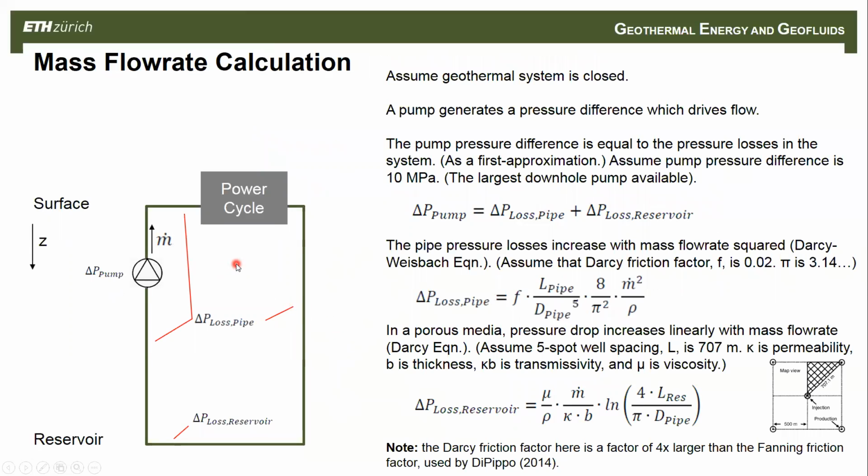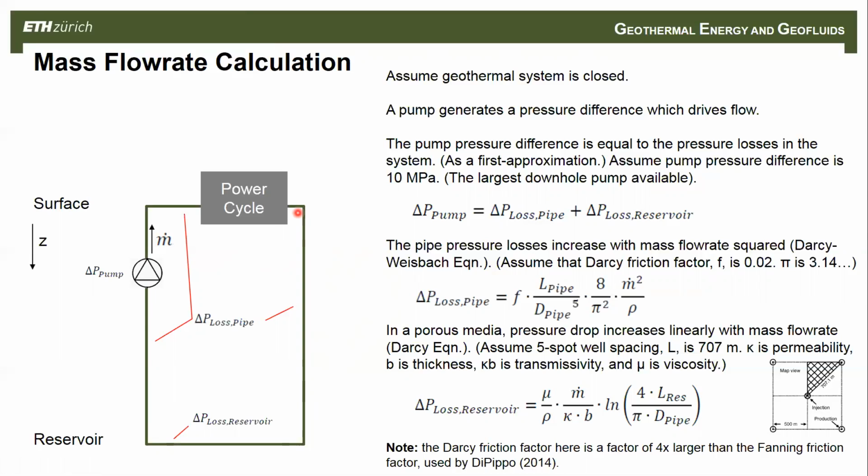All right, so for this analysis, we're going to assume the geothermal system is closed. Like I said before, the geofluid that's pumped into the reservoir is the same that comes out, and the mass flow rate is the same everywhere for this geofluid. This is down here in the reservoir, and this is up here at the surface. A pump generates a pressure difference which drives and circulates the flow.